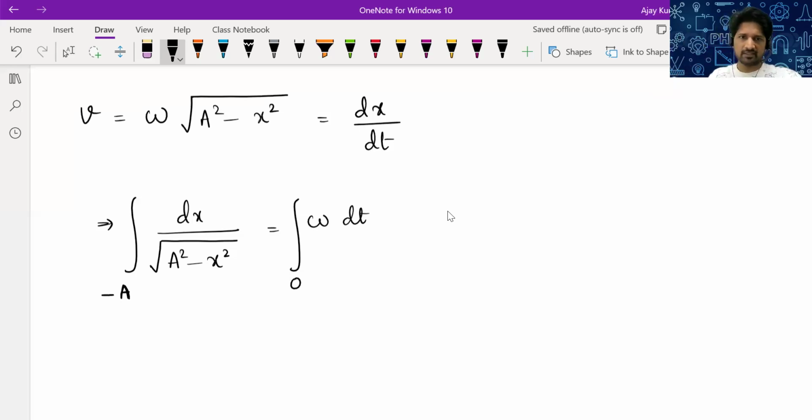We will generalize this later also. How to write the equation if the initial position is somewhere else? Okay, I'll tell you how to do that. For now, let us assume when we started observing the object, it was at the negative extreme.